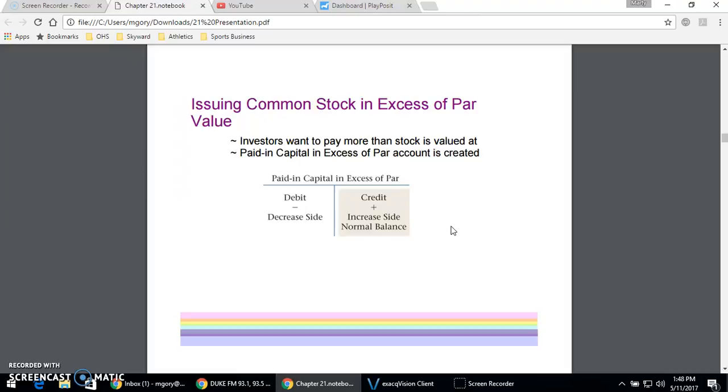So we're going to use this account in order to keep track of the par value of our stock and how much money we've received based off of par value, and then also how much money we've received in excess of par. So paid in capital in excess of par has a normal balance on the credit side, which means credit is going to increase the account and debit is going to decrease the account.